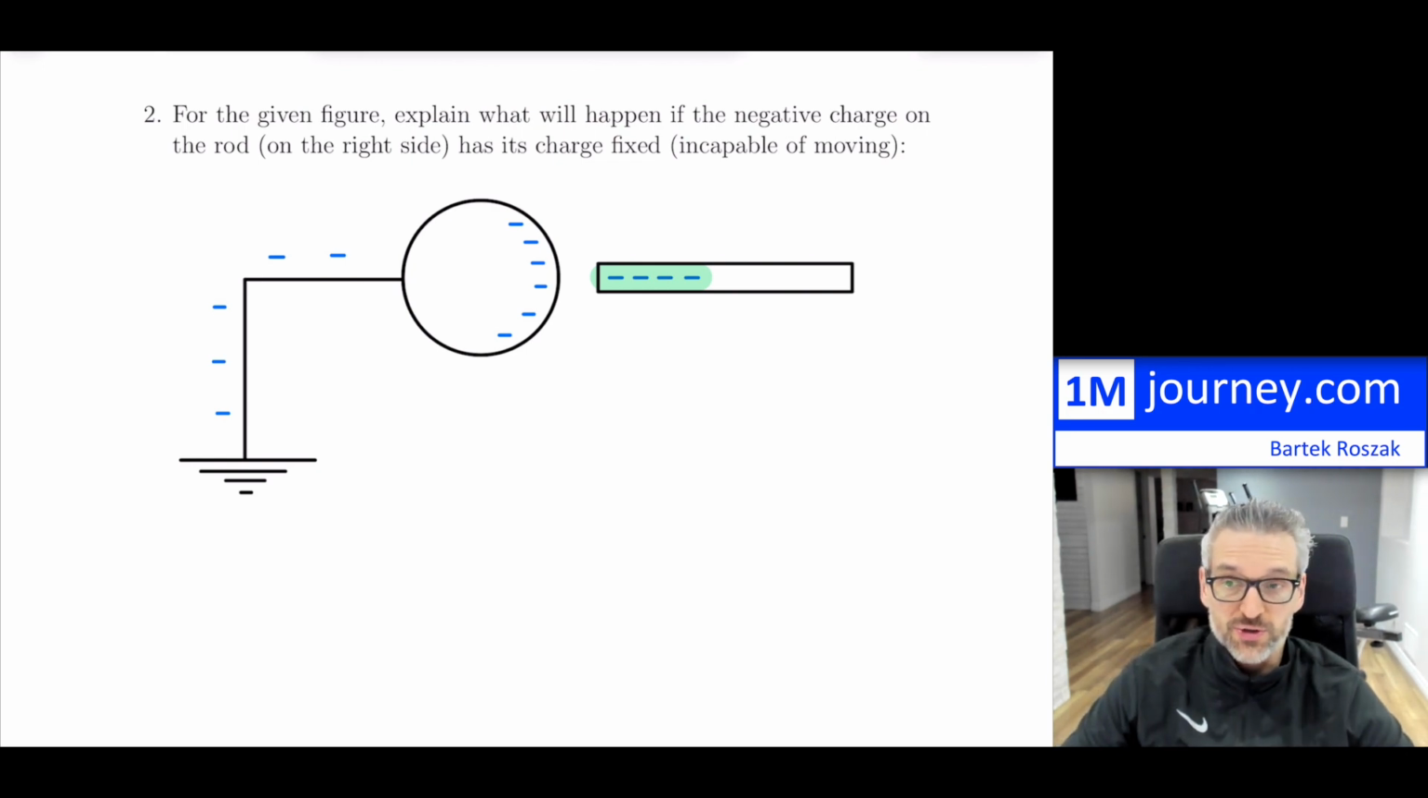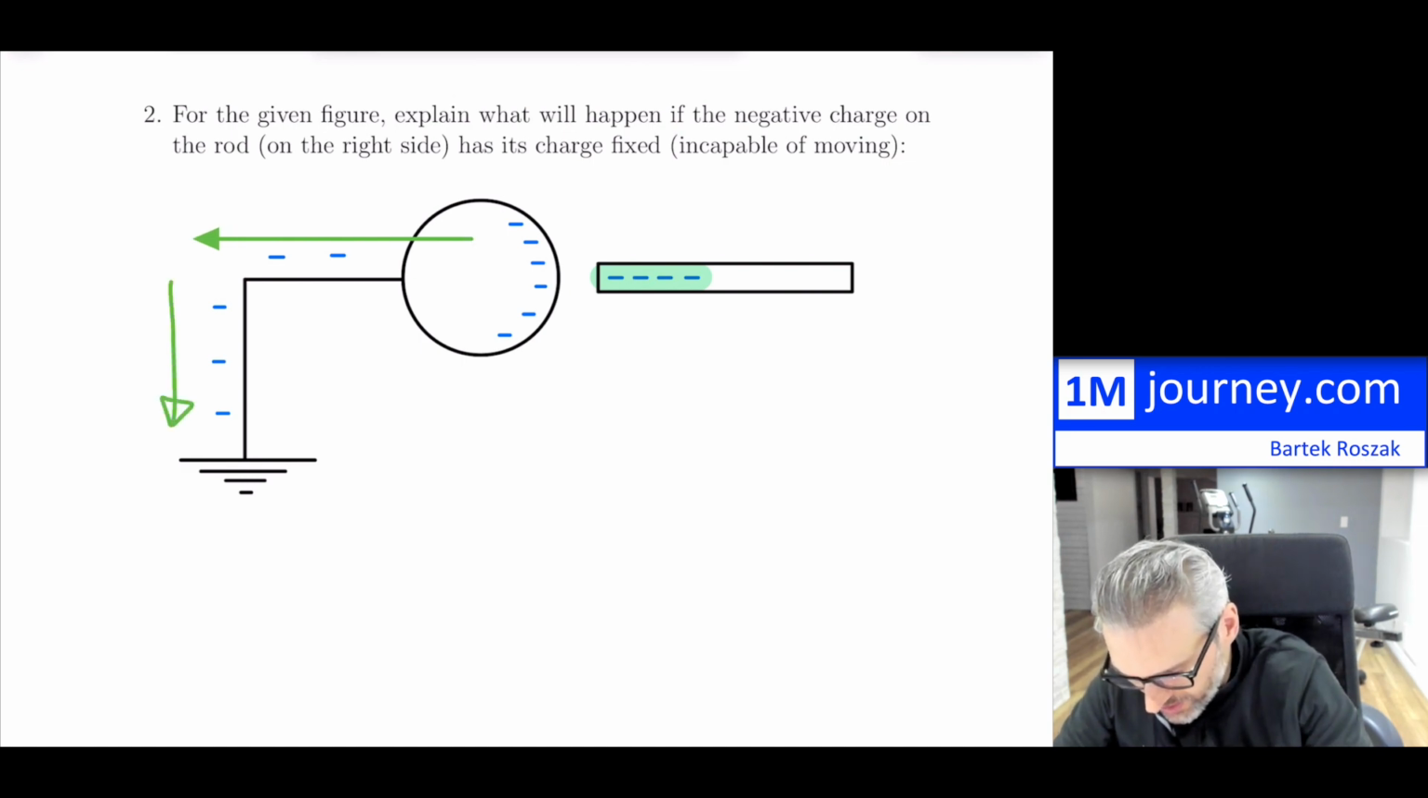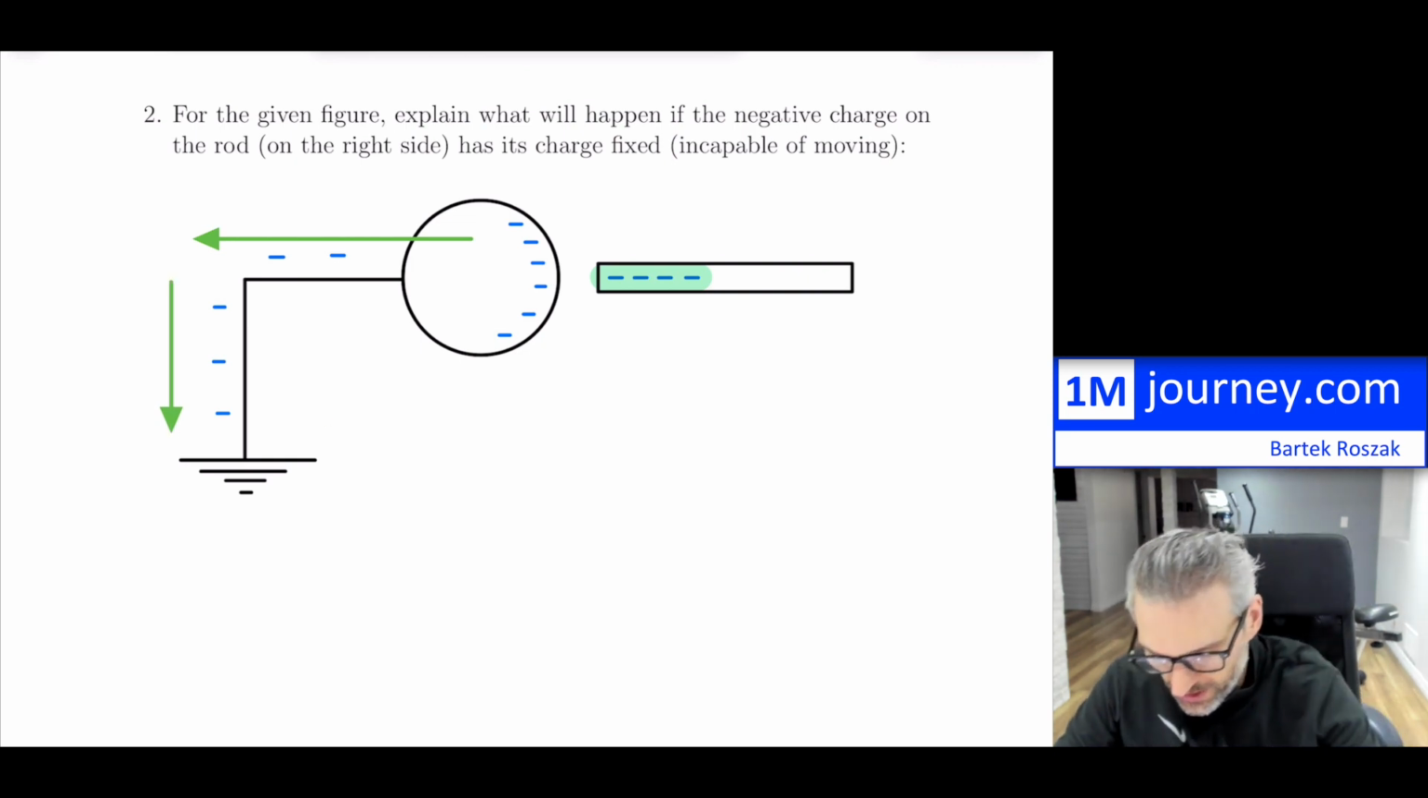So if they will not go anywhere, and this is the setup. So what actually will happen is that you're going to have these electrons, because they repel each other, right? They're alike. So this is actually going to get kind of grounded. So these electrons are going to move away into the ground.